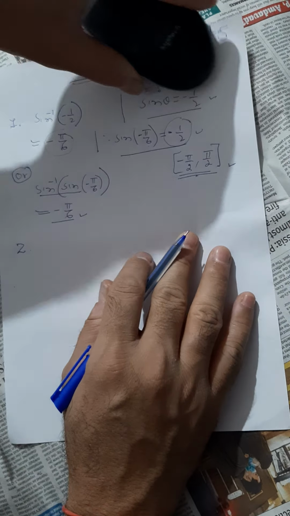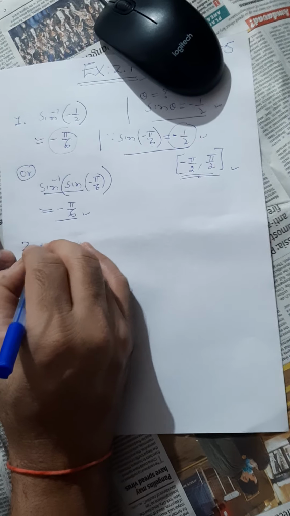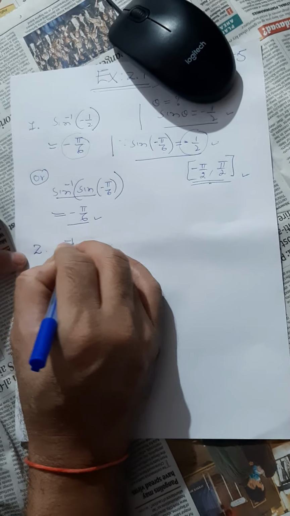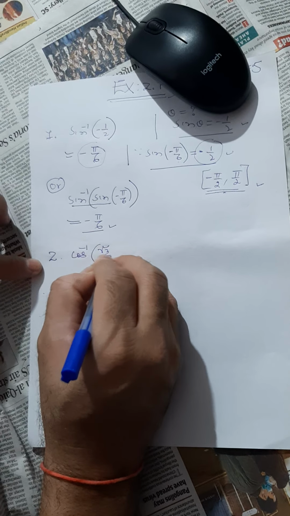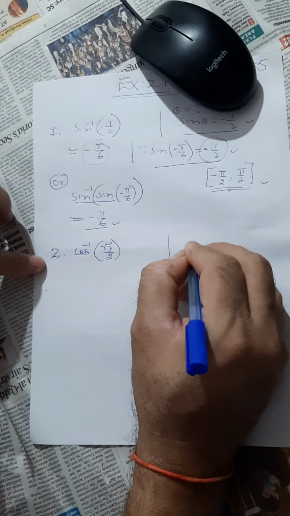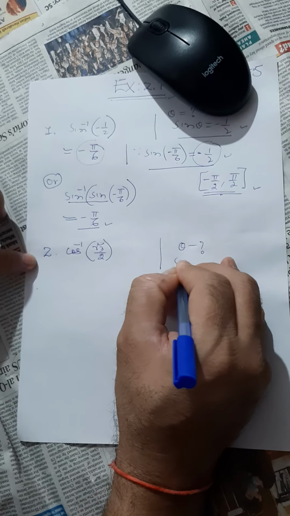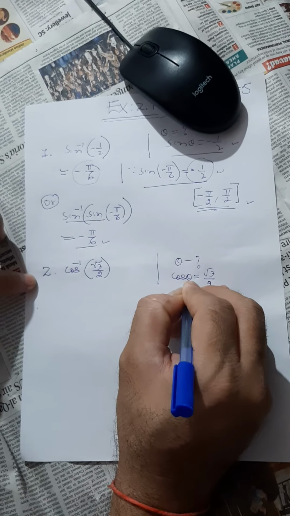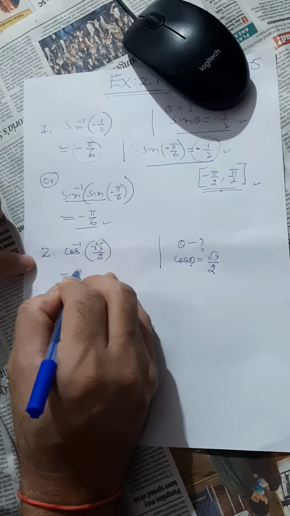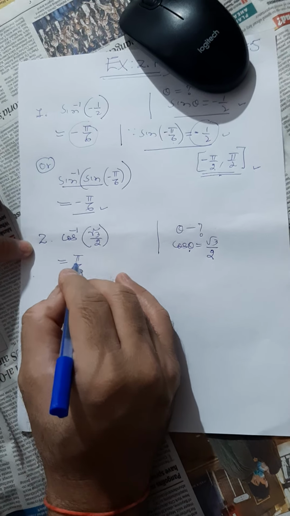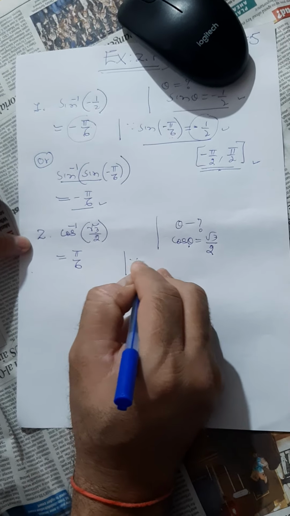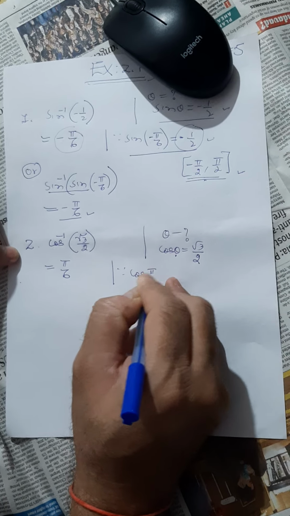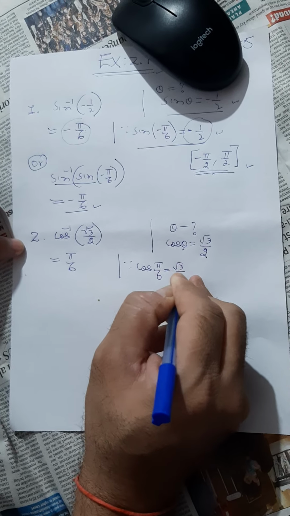Second question. Cos inverse of root 3 by 2. So the question is, find the theta for which cos theta becomes root 3 by 2. Here you know the appropriate theta is pi by 6. So we have cos inverse of root 3 by 2, your value is pi by 6. Reason, you can write this if you want: cos pi by 6 is root 3 by 2.